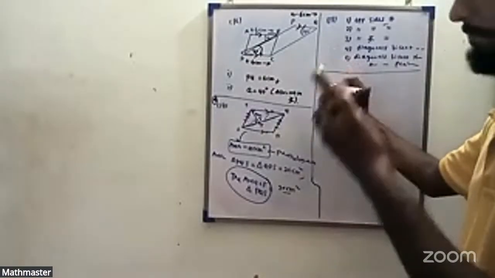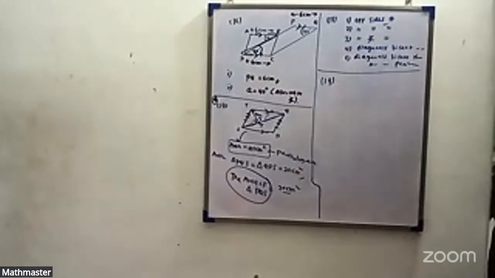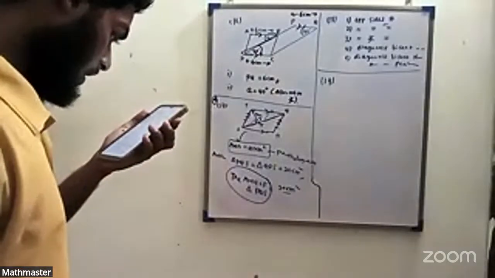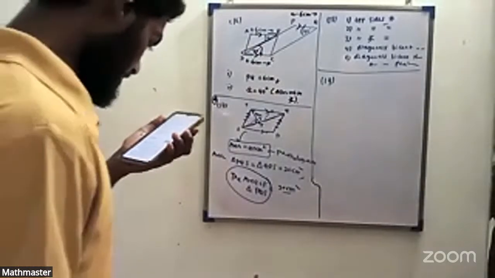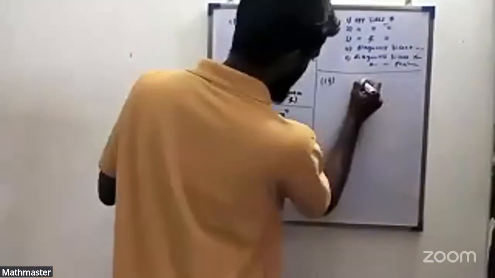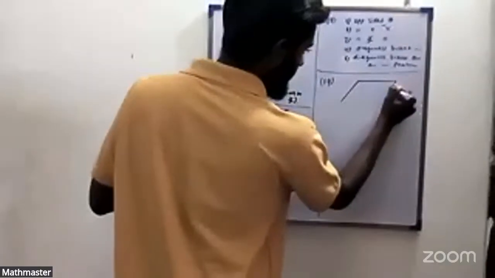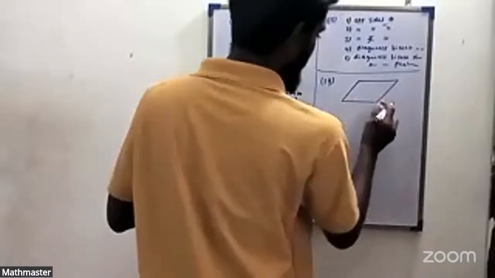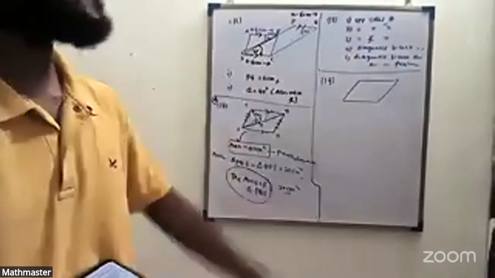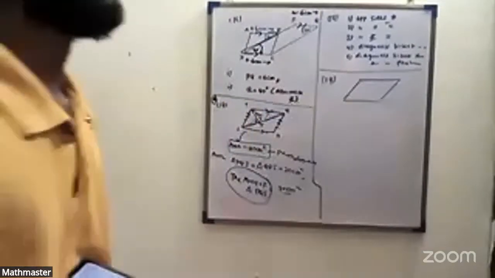Question 19. They say ABCD is a parallelogram and the area of triangle ABC is 64 centimeters squared. Once they say parallelogram, make it a habit that all these 5 properties should come to mind. So for that you have to try to memorize. It's better if you can memorize all 5, but if you can't, at least memorize 2 or 3.